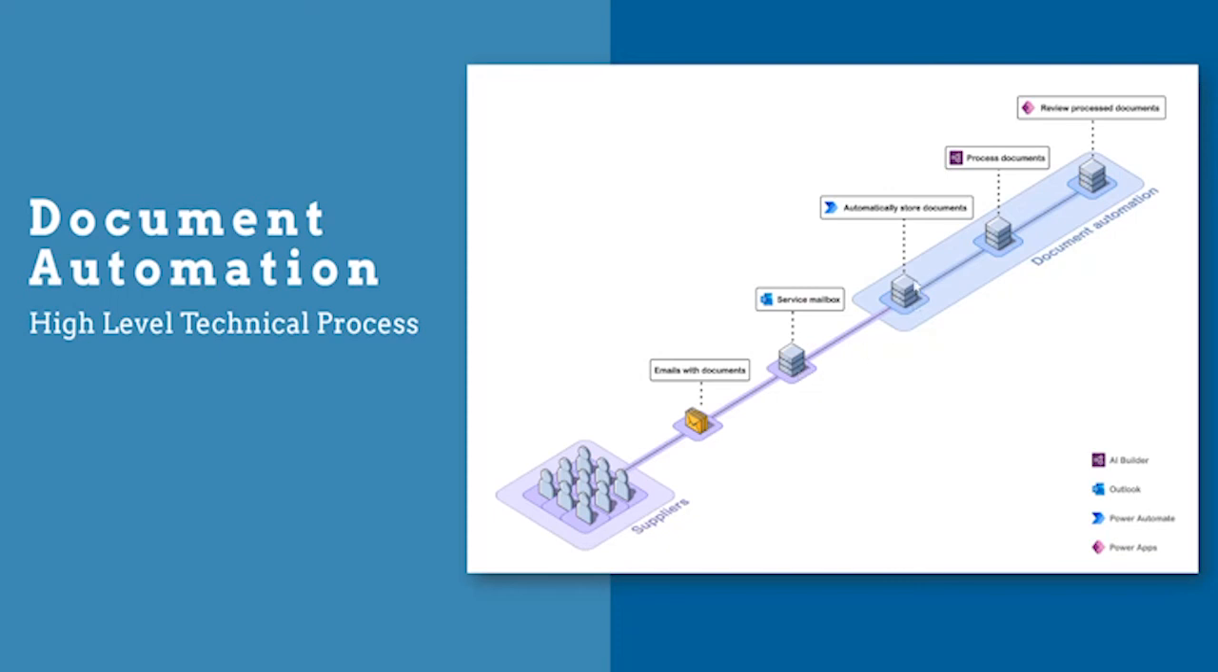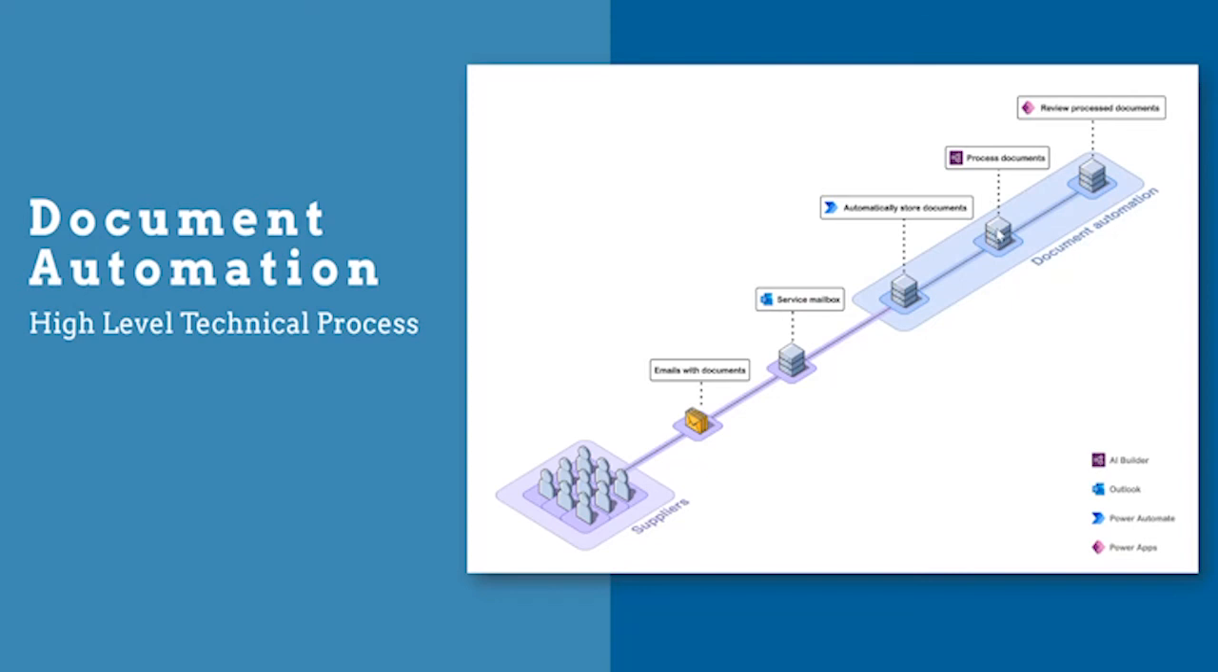And then a Power Automate Flow would kick off. So the trigger is going to be the receipt of an Outlook message. And as that is received, the flow is going to run on the trigger event, automatically storing that document in the Dataverse. And then the process flow is going to run following that.